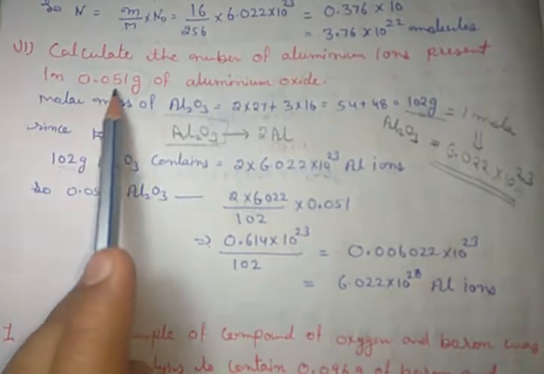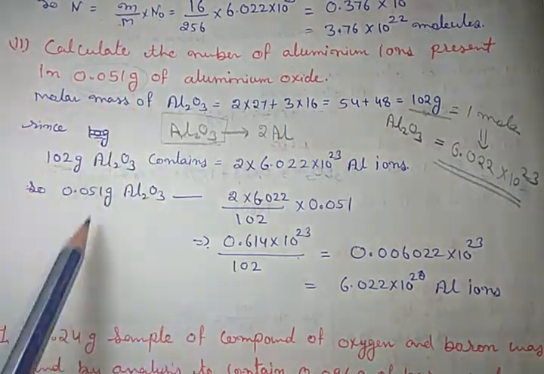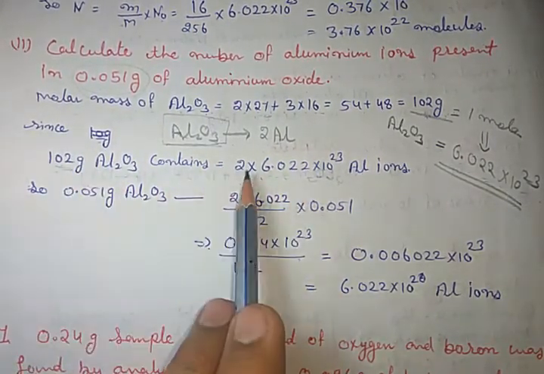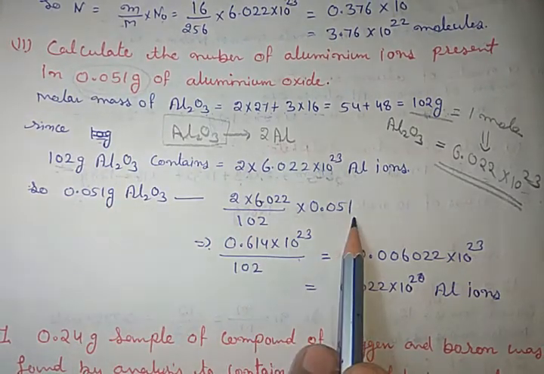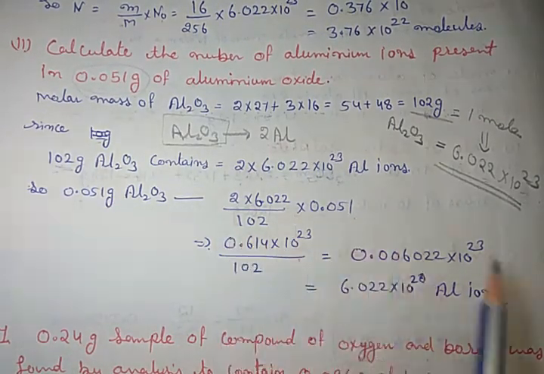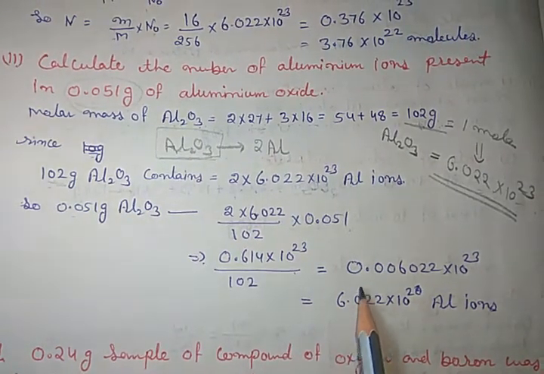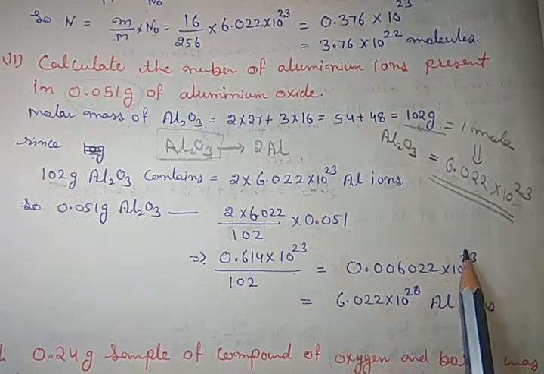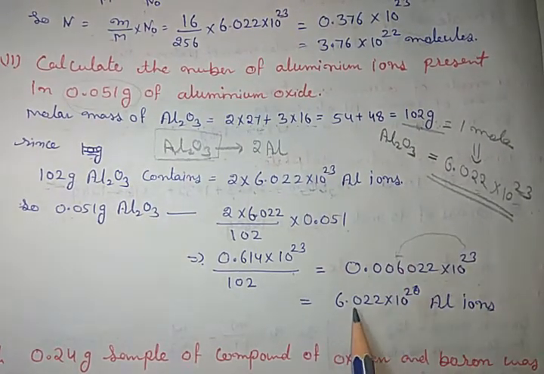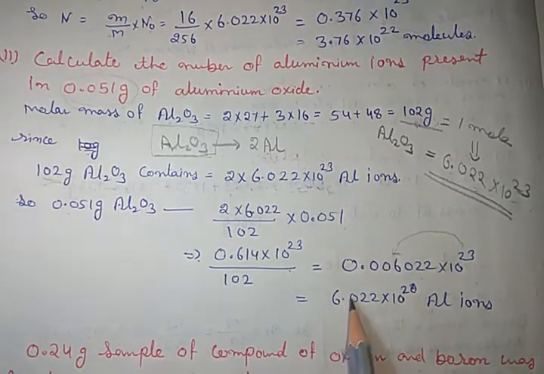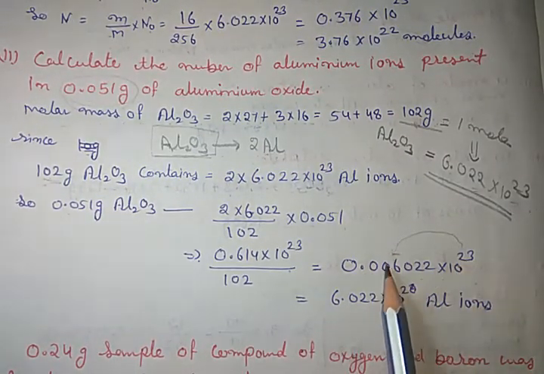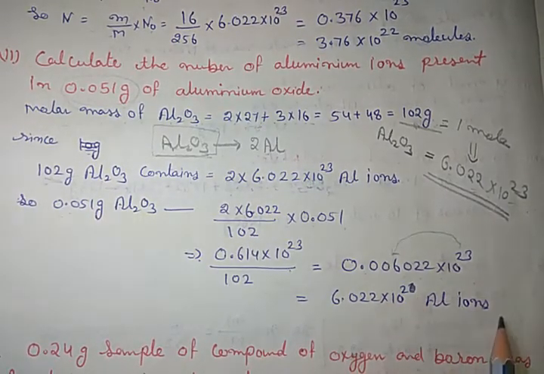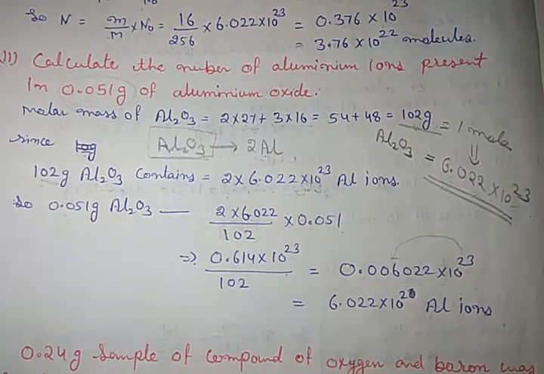That is for 102 gram, and the question has 0.051. So we calculate: for 102 gram we have 2 into 6.022 into 10 to the power 23, so divide by 102 and multiply by 0.051. When we calculate completely, the answer becomes 6.022 into 10 to the power 20 aluminium ions.